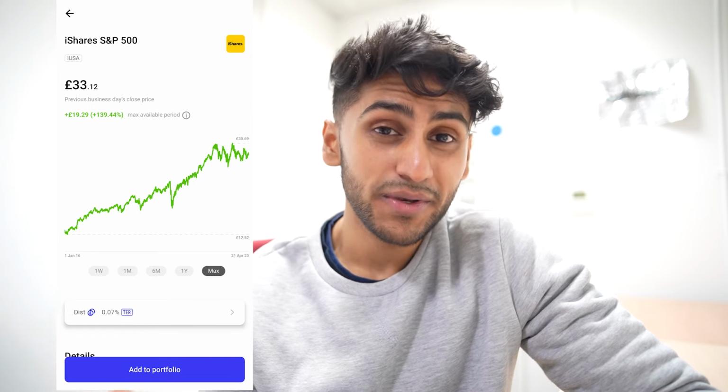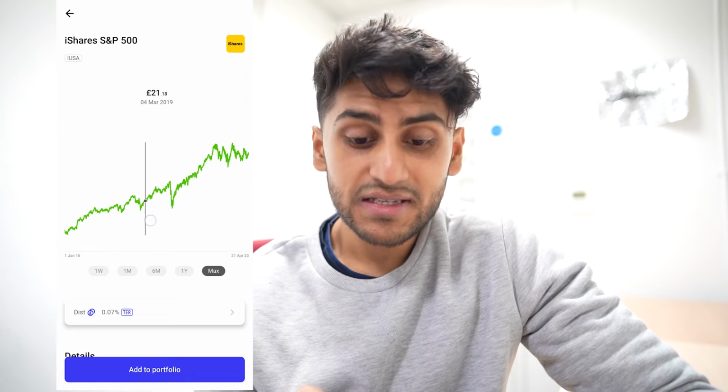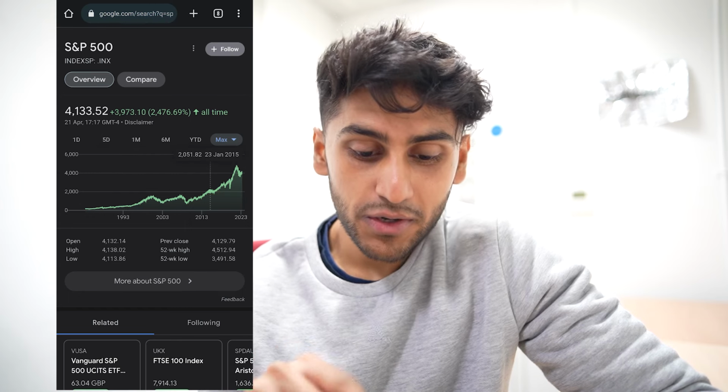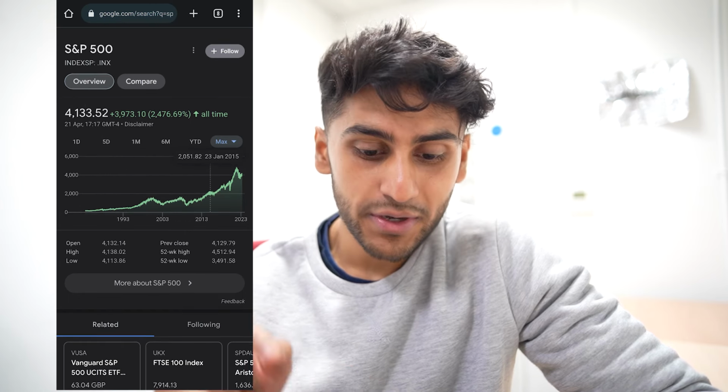iShares is a massive company owned by the BlackRock group, and essentially what every ETF does is track the S&P 500. So this is the actual S&P 500, and what you'll notice here is that it is in points. Currently it is at 4,133 points, and as you can see, at its peak it was around 4,700 points.